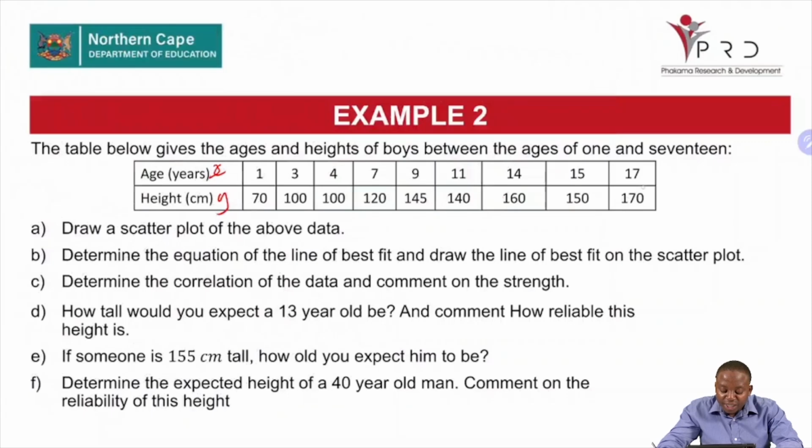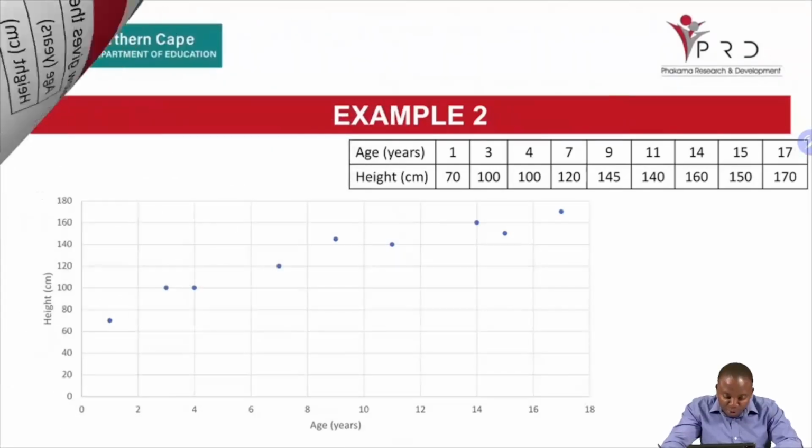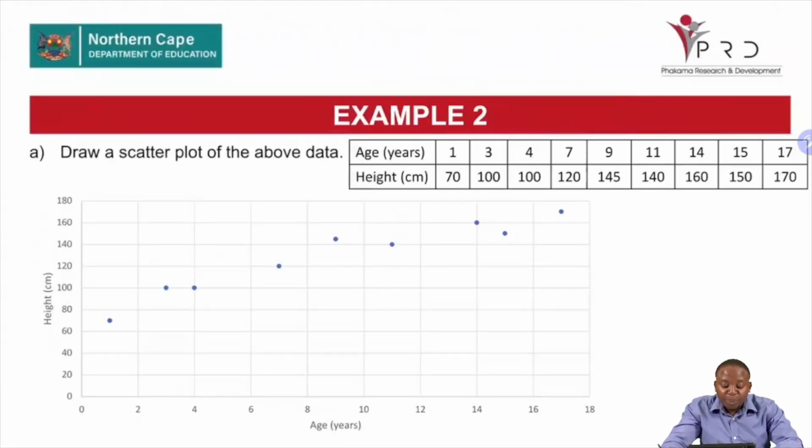If someone is 155 centimeters, how old do you expect them to be? And determine the expected height of a 40-year-old man and comment on the reliability of the height. That is a very important thing. Now, draw the scatter plot of the above data.